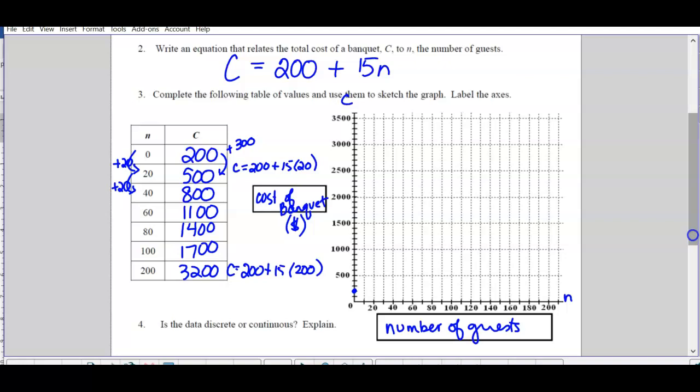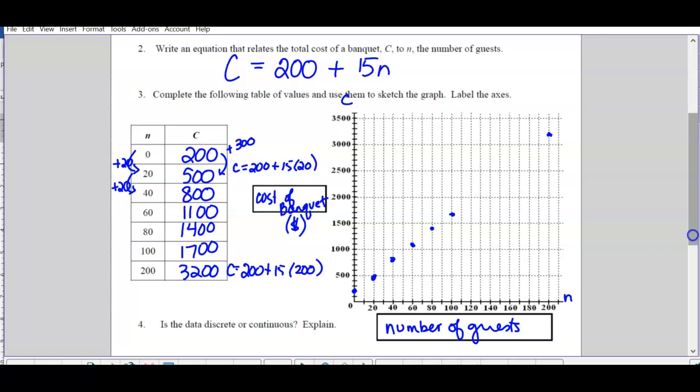20 is 500. 40 is 800. 60 is 1,100. 80 is 1,400. 100 is 1,700. And then we skip to 200, which is 3,200. So about there. Okay.